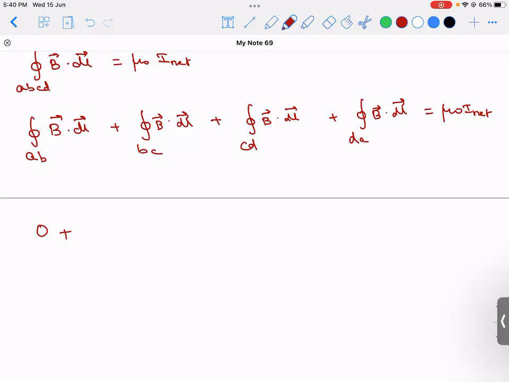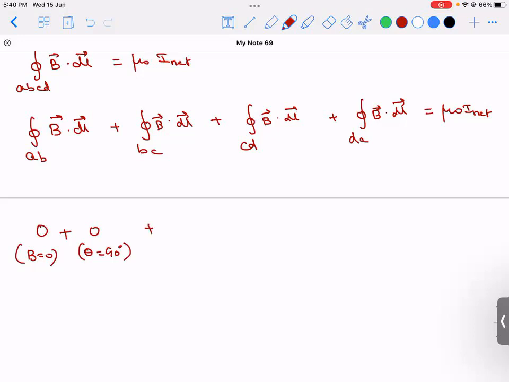They both are. See, BC is in this direction. Sorry, magnetic field is in this direction, and BC is perpendicular to it. So the dot product of two perpendicular vectors is again 0, correct? Plus 0. The first 0 is because B is 0. The second 0 is because theta is equal to 90 degrees.